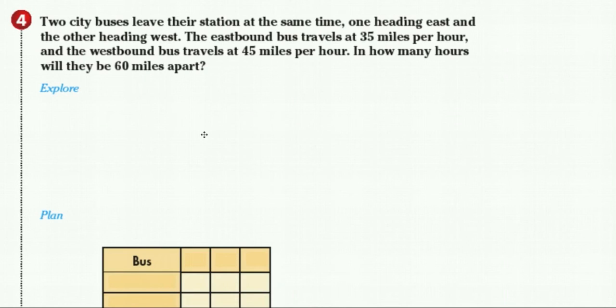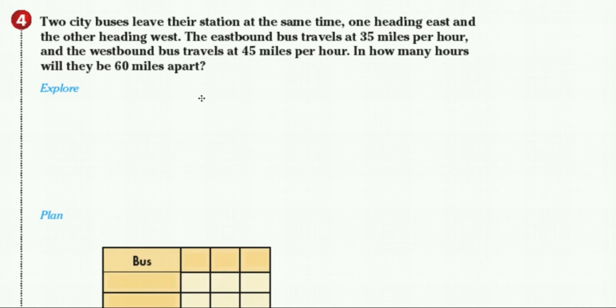And this is where we use our organizational chart, and I'm also going to show you how to use this without the organizational chart. So listen up. 2 city buses leave their station at the same time, one heading east and the other heading west. The eastbound bus travels at 35 miles per hour, and the westbound bus travels at 45 miles per hour. In how many hours will they be 60 miles apart?